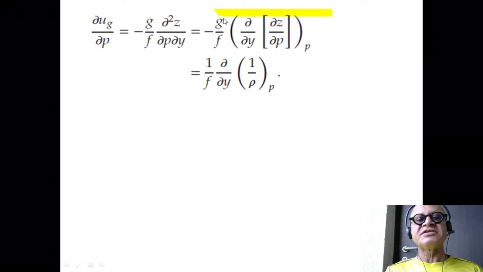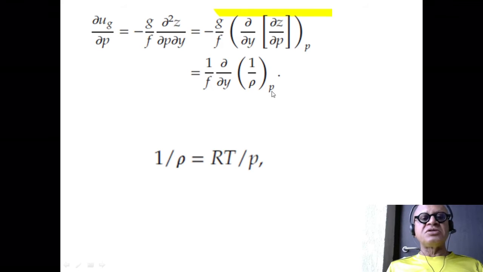We can rewrite it as minus g over f d dy of dz dp, where dz dp from our hydrostatic balance is 1 over g rho. So g cancels out, and you have 1 over f. So this has minus g rho, right? So minus minus cancel. You have 1 over f d dy of 1 over rho, but now we are in the pressure coordinate. So constant p refers to the pressure coordinate.